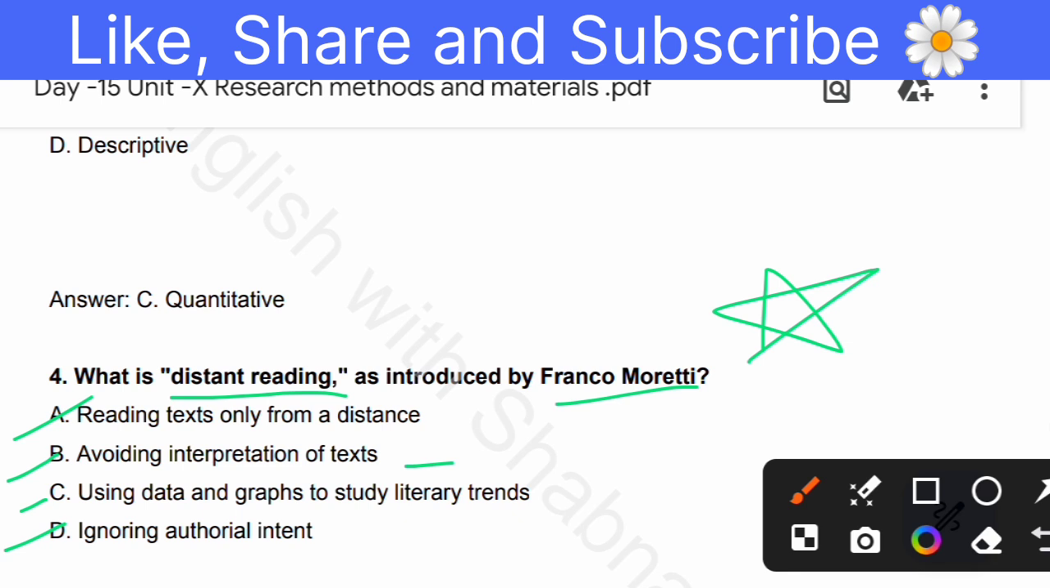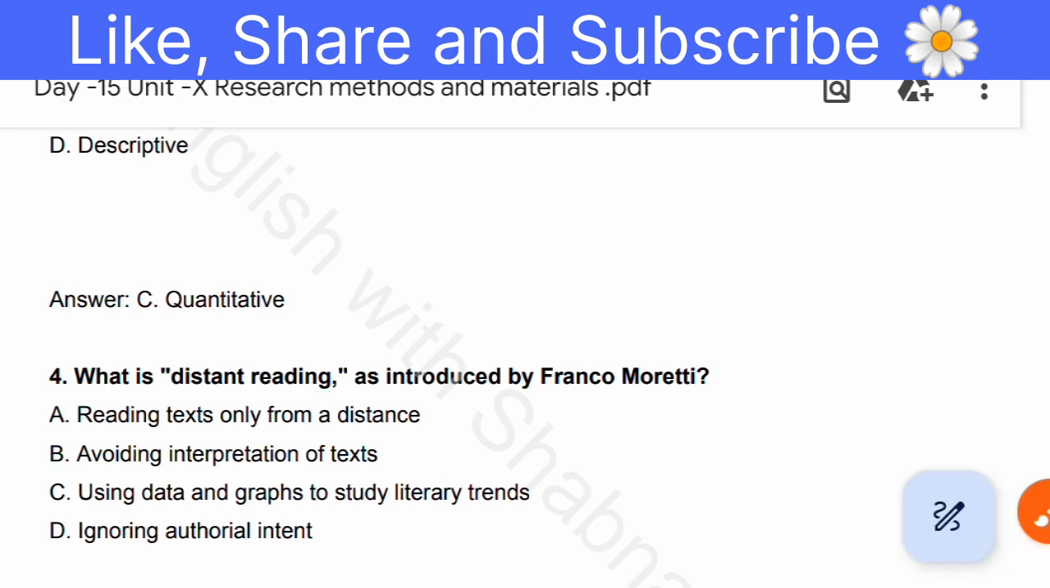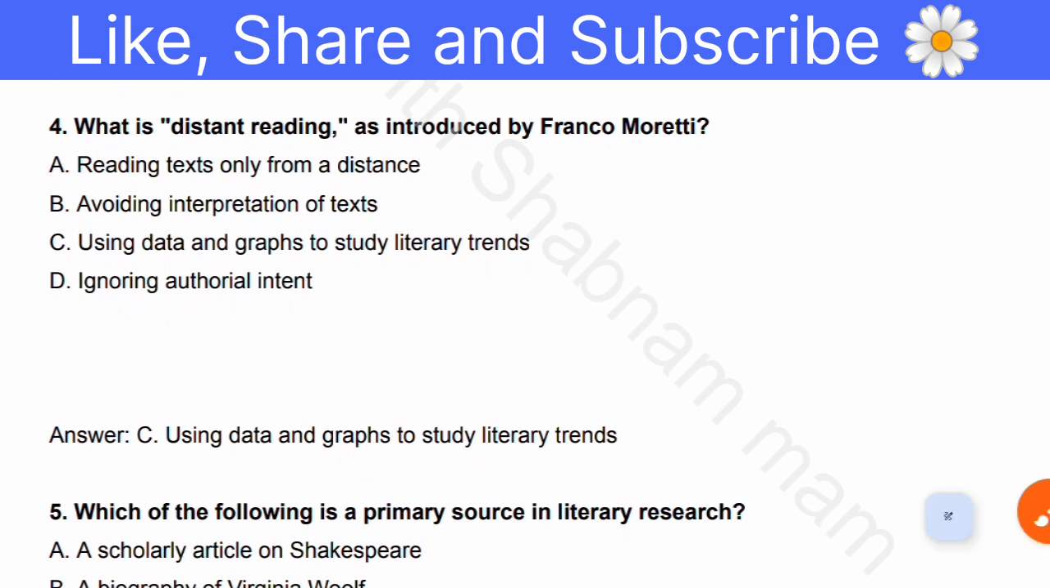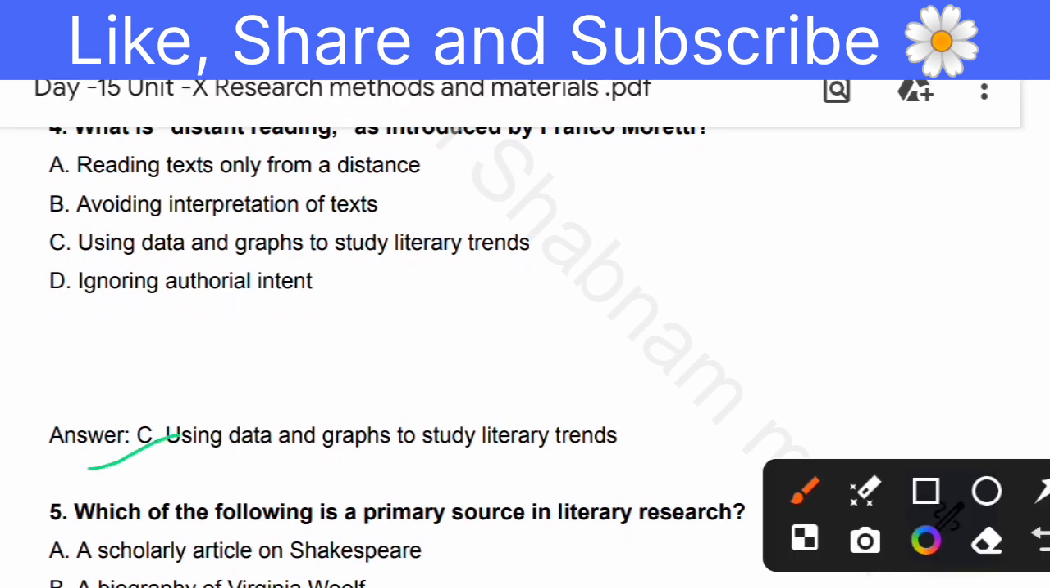I have suggested that while solving your questions, do read the question once, twice, thrice to get the deeper meaning of the question, so that you can easily get the correct answer, everyone. Not only once, especially while taking your computer-based test or paper, you must read the questions very carefully. The correct answer to this question is, distant reading, introduced by Franco Moretti, is option C, using data and graphs to study literary trends.